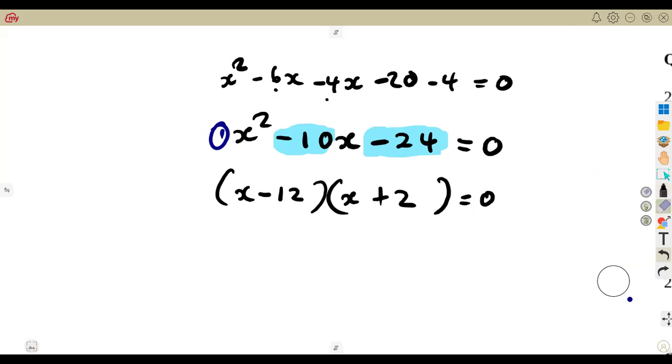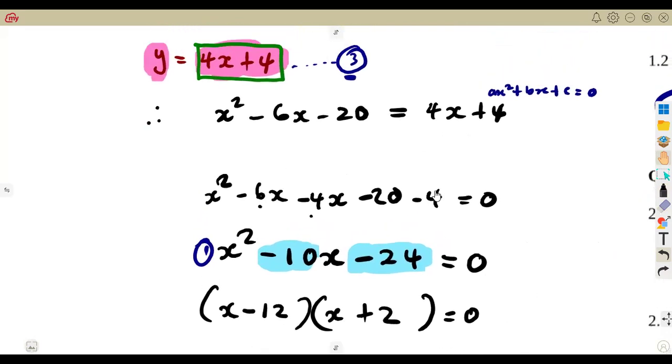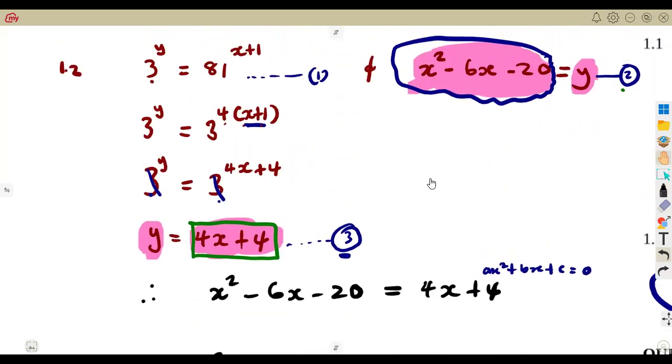So equating the brackets to 0 because this is the zero product, guys. Minus 12 to the other side will be what? A positive. The 2 to the other side will be negative. So these are the conditions that you're going to have. X is going to be positive 12 or X is going to be a negative what? A negative 2.